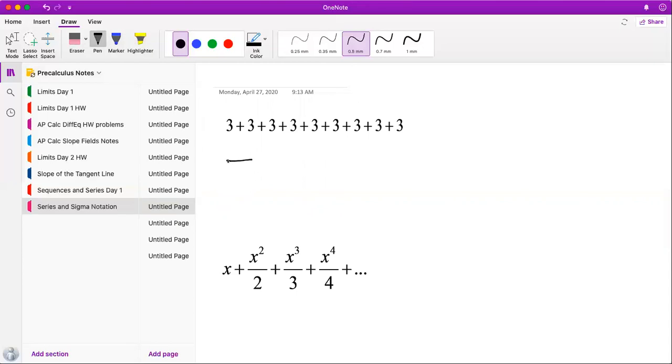So here, start my index at 1, 1, 2, 3, 4, 5, 6, 7, 8, 9. There's 9. 1, 2, 3, 4, 5, 6. Yeah, there's 9 of these.